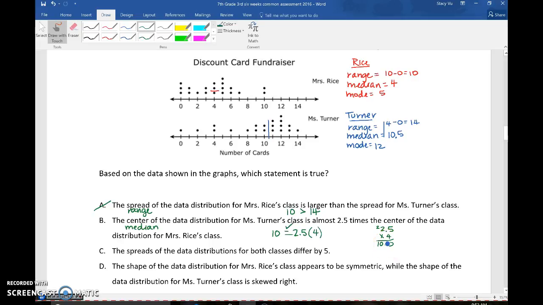C says the spreads of the data distribution differ by 5. So we said spread is range. So differ is subtraction. So 14 minus 10 is 5 is what it's saying, which is incorrect. So it's not C. And D says that the shape of data distribution for Mrs. Rice's class appears to be symmetric. So if we look at it, a mirror image, no, that's not true. And skewed right? Well, actually, most of the data is on the right, so it's skewed to the left. So we know our answer was B.